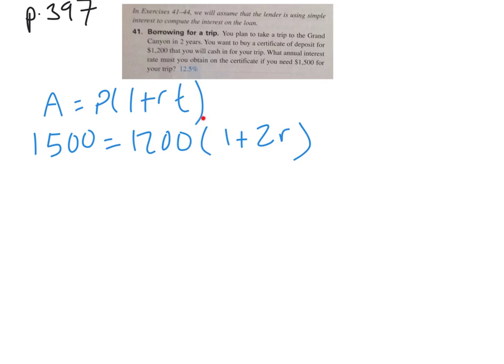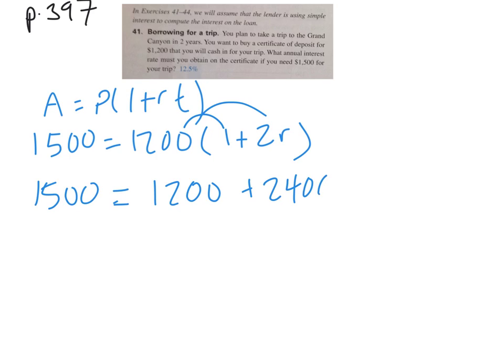You could just take your 1,200 and distribute it through, essentially. So I'll show you that method. You actually would be fine if you divided it out too. But this is just some basic algebra, trying to get all our numbers on one side, all our variables on the other, and here we're just clearing parentheses. 1,200 times 1 is 1,200, and 1,200 times 2 is 2,400, with the R along for the ride.